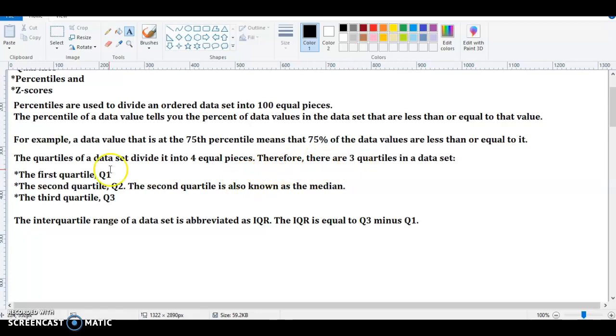Right, there are going to be 3 quartiles which divide an ordered data set into 4 equal pieces. So you've got the first quartile, Q1, the second quartile, Q2. The second quartile is also known as the median, which we discussed in section 2.3. And then we have the third quartile, Q3. All right, and then we have what's called the interquartile range of a data set, which is abbreviated as IQR. The IQR is equal to Q3 minus Q1.